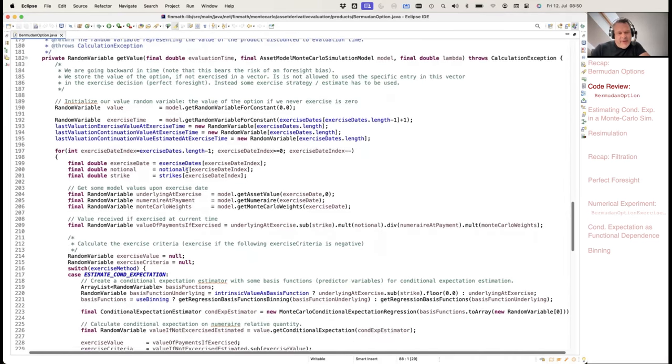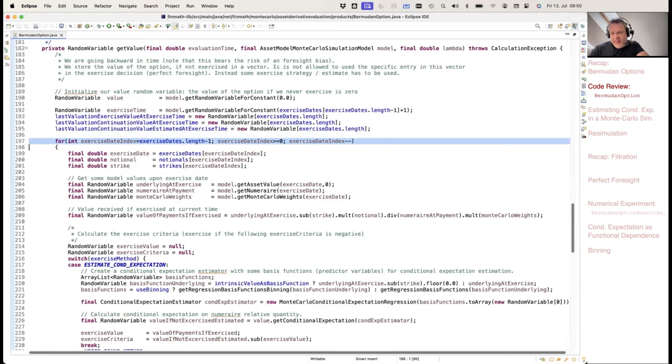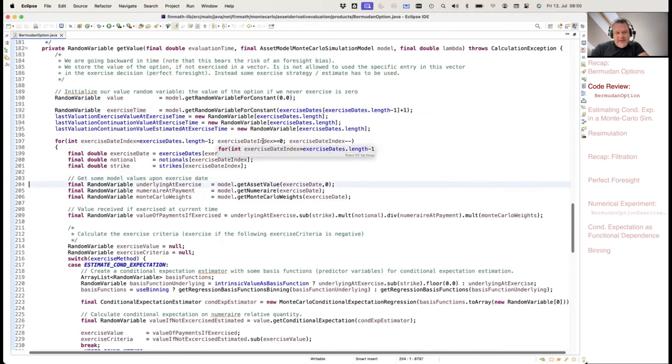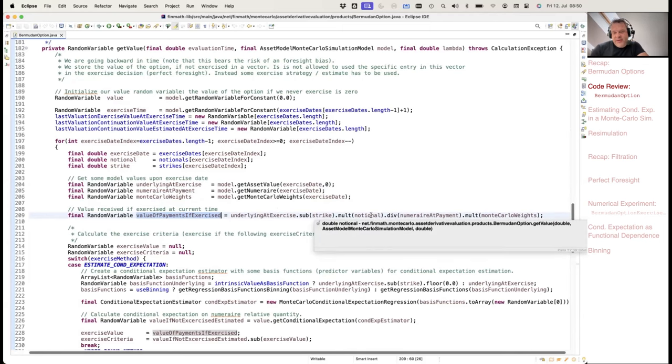I will skip a few of them, but you will see that we go backward in time. So this is the backward algorithm. We loop backward over all exercise dates. We initialize our random variable U, the one that we update as we go backward, the U_i, to zero. And then we go backwards. So what do we get? We take the value of the stock, the value of the numerator, and the payment if we exercise is S minus K multiplied with the notional, and then everything is numerator relative, so we divide by the numerator. So this is what we get if we exercise.